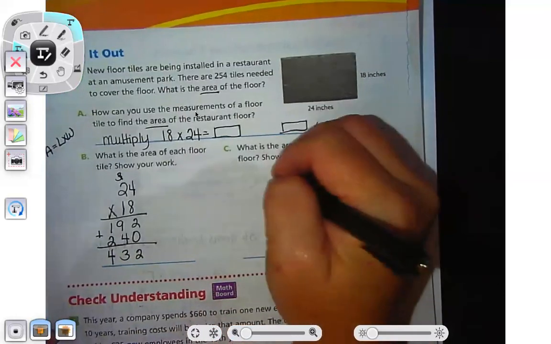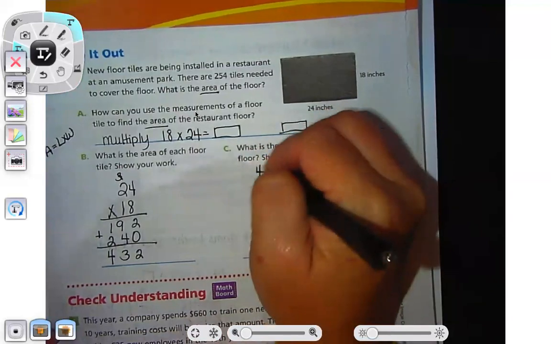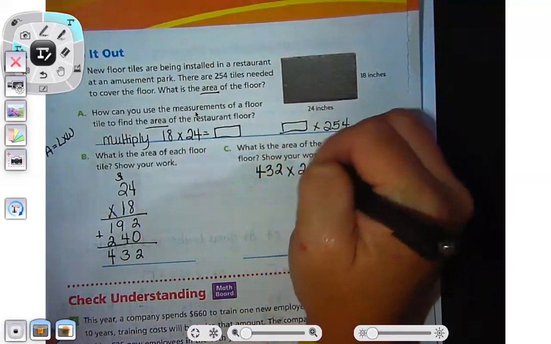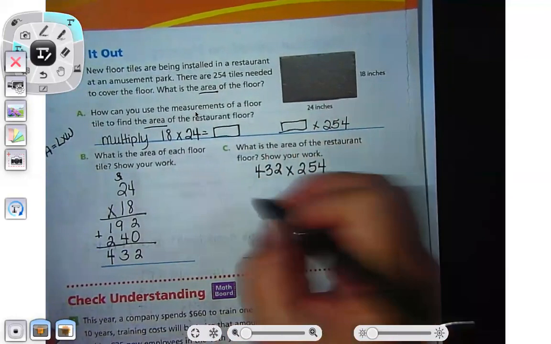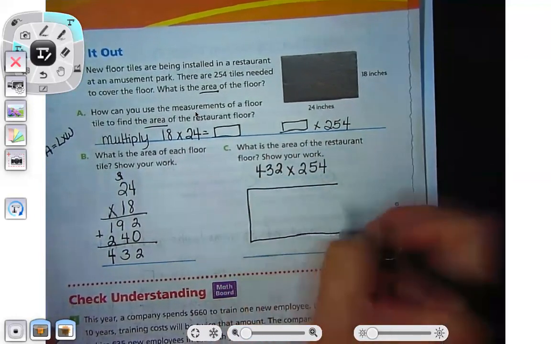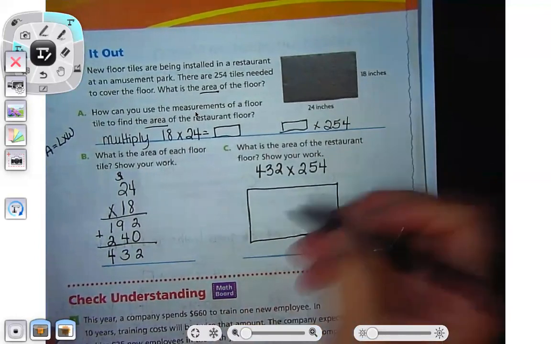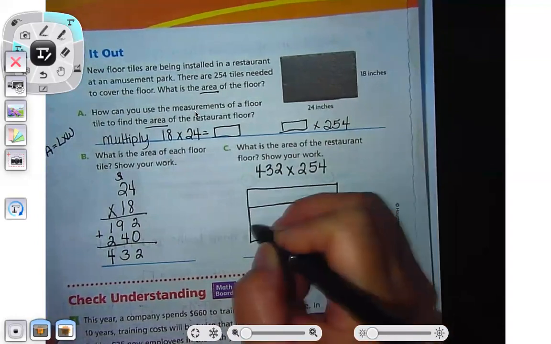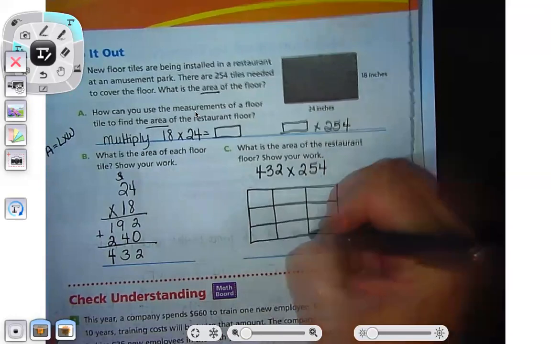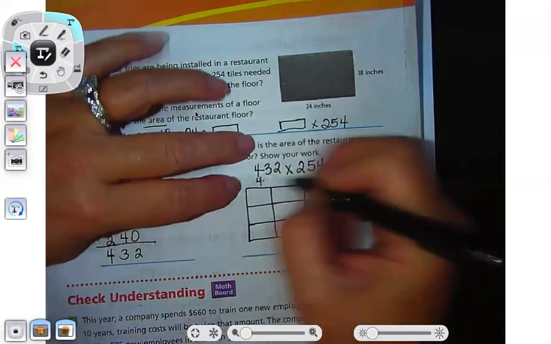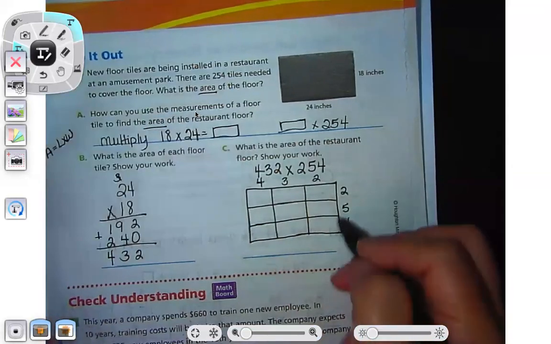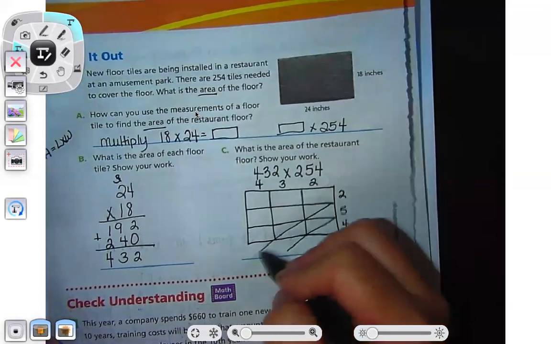Now it says, what is the area of the restaurant floor? So now I can say 432 times 254. So I'm going to do this one lattice. It's not a very even box, so we need 3 by 3. So we have 432 times 254. I'm going to break these boxes up diagonally.